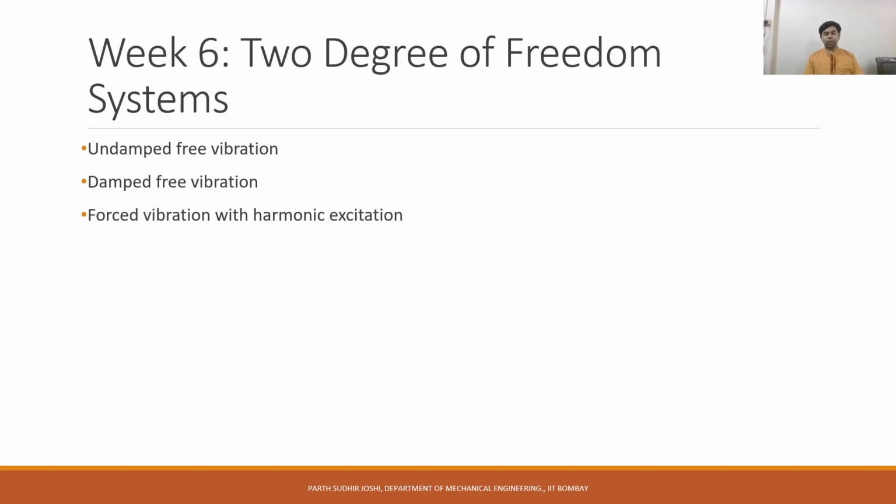The definition of degrees of freedom is the number of independent coordinates required to completely describe the behavior of the system. So that is called the degree of freedom. When we need two coordinates to completely describe the behavior of the system, we call them two degree of freedom systems.